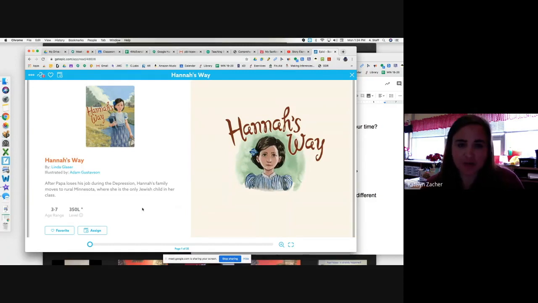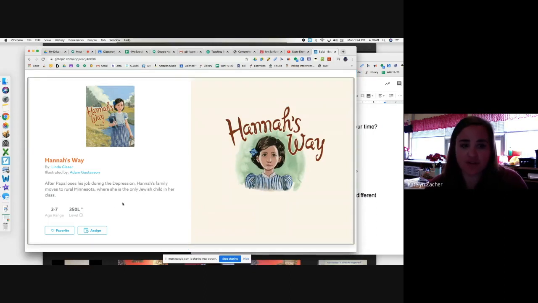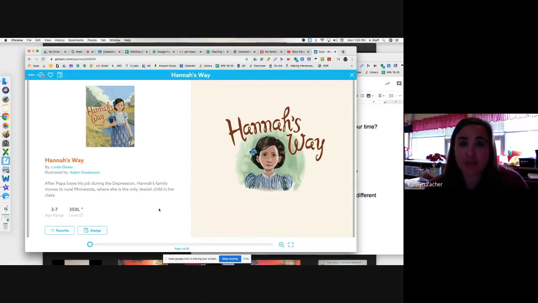So I thought this book was cool for two reasons. One, it takes place with her moving to Minnesota, where we are from, and being a Jewish child, that's happening in our read aloud right now when we're going through Refugee. So let's just pay attention to some things about where it takes place, all right?